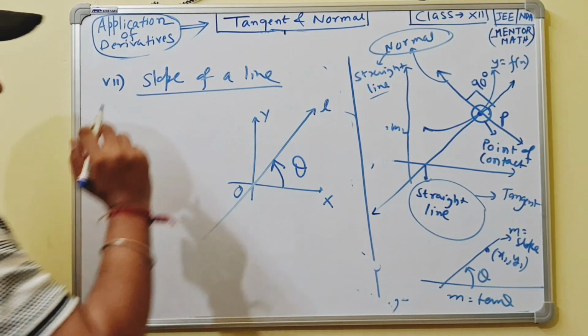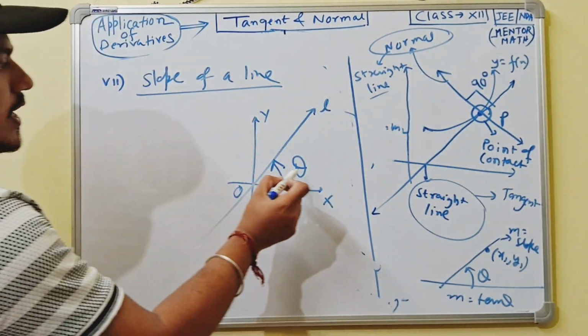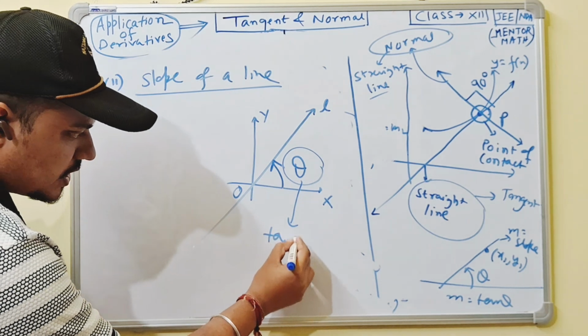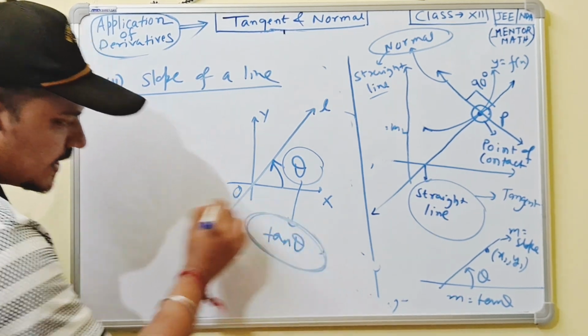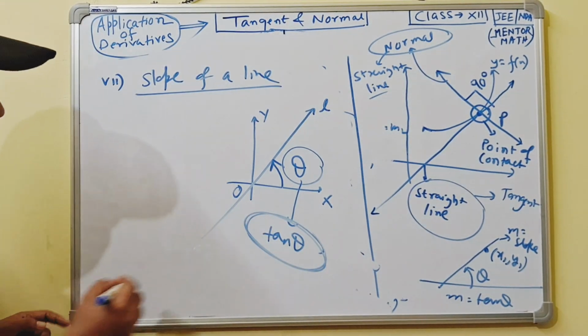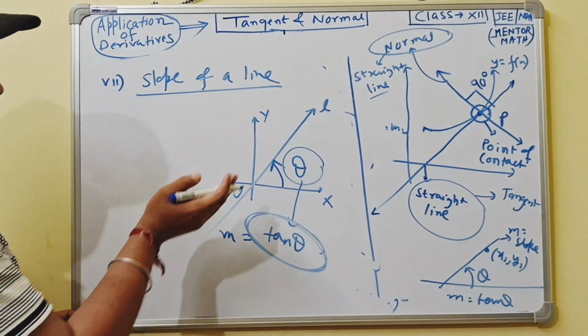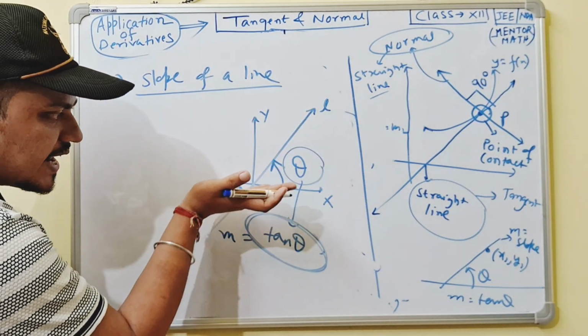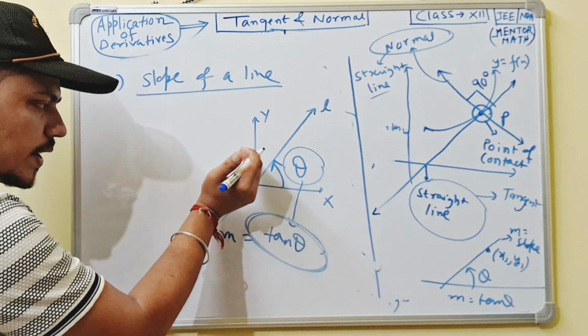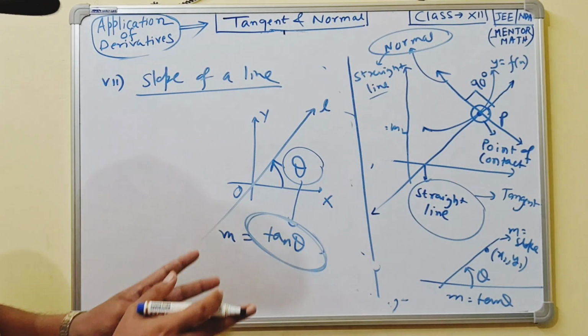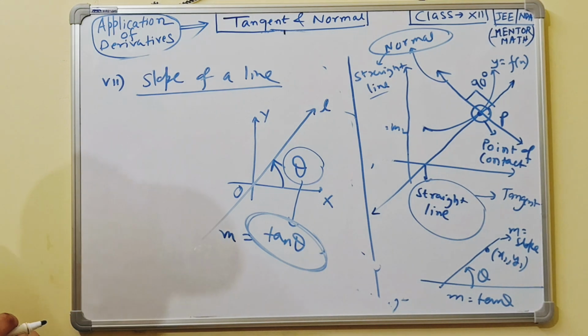Okay, so this theta is your angle, and whenever it comes to the tan form, the operation on theta is tan theta, so that is called tangent form. So that is called the slope of a line. How much angle is made between your line and the positive x-axis in the anti-clockwise direction, that angle represented by tan form is the slope of a line. m is equal to tan theta.